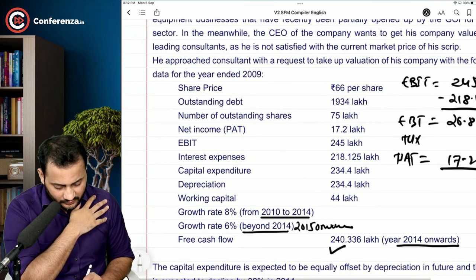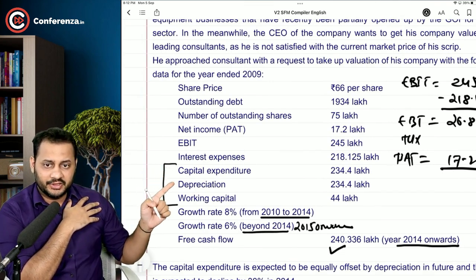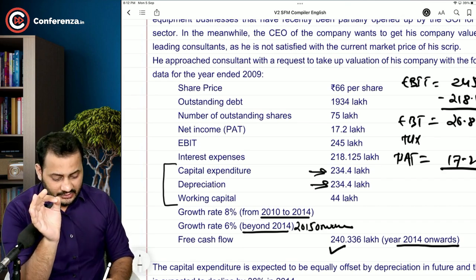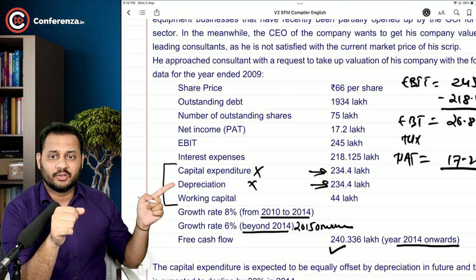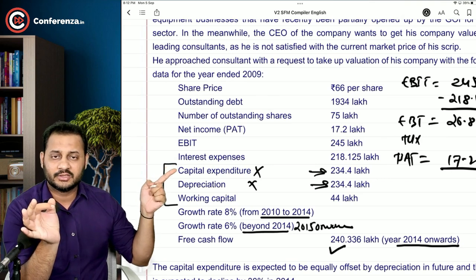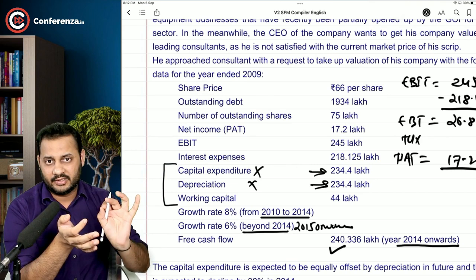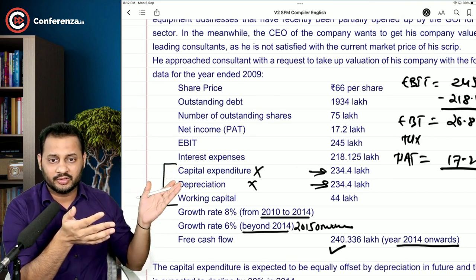You can use this one also. This is properly given: capital expenditure and depreciation. You can see the capital expenditure and depreciation are the same. That means you don't have to take any kind of treatment for this, because adding the figure of depreciation and deducting the capital expenditure will give you the exact same, zero impact. That means no change will be there. So you can ignore this.